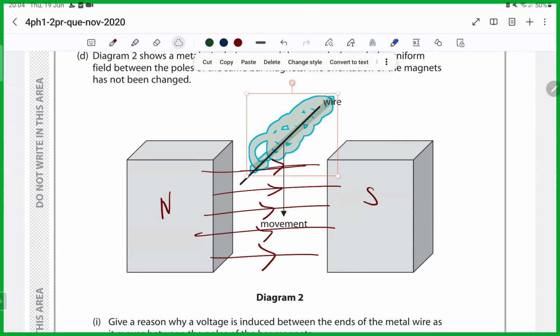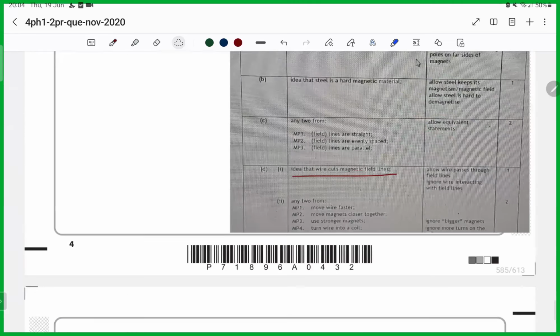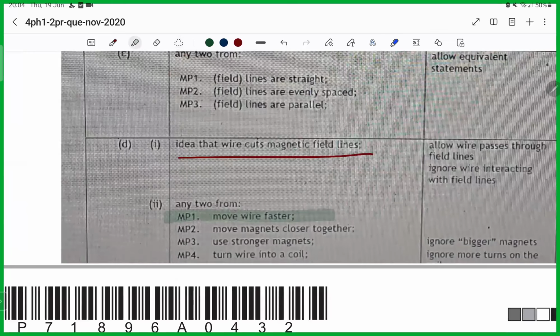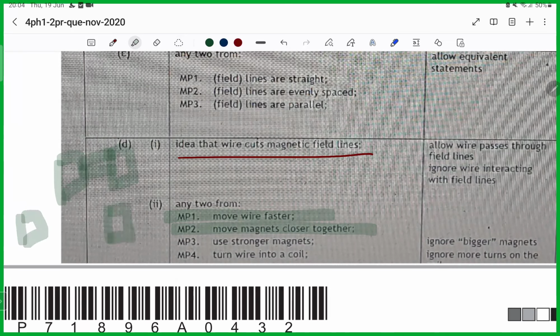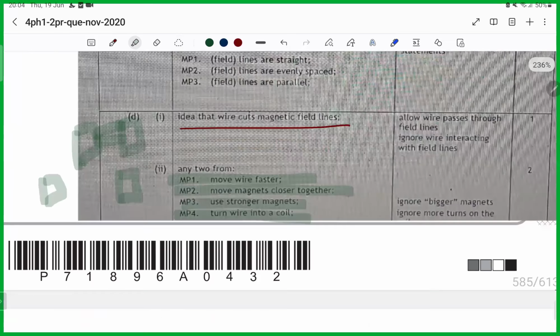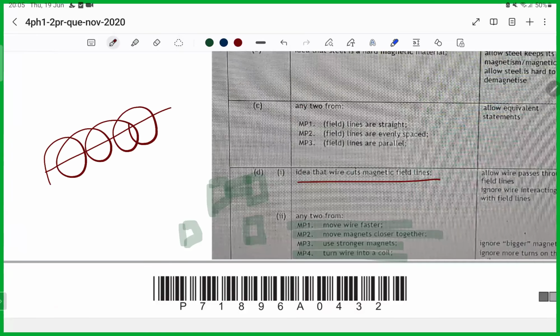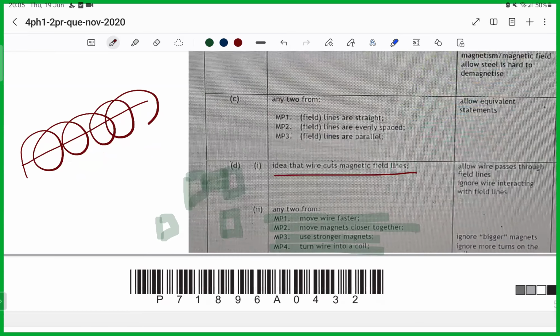Any 3 points? So let's see what they have written. You can move the wire faster. Yes, we told that. You can move the magnets closer together. If you move the magnets closer together, the magnetic field will be much stronger than if the magnets are separated. Normal common sense, right? You can use a stronger magnet. I told this already. Or you can turn the wire into a coil, which means if you have a single wire and turn it into a coil, there will be more number of wires, so more induced voltage. So this is straight from the book. If you read the book, you can understand this.